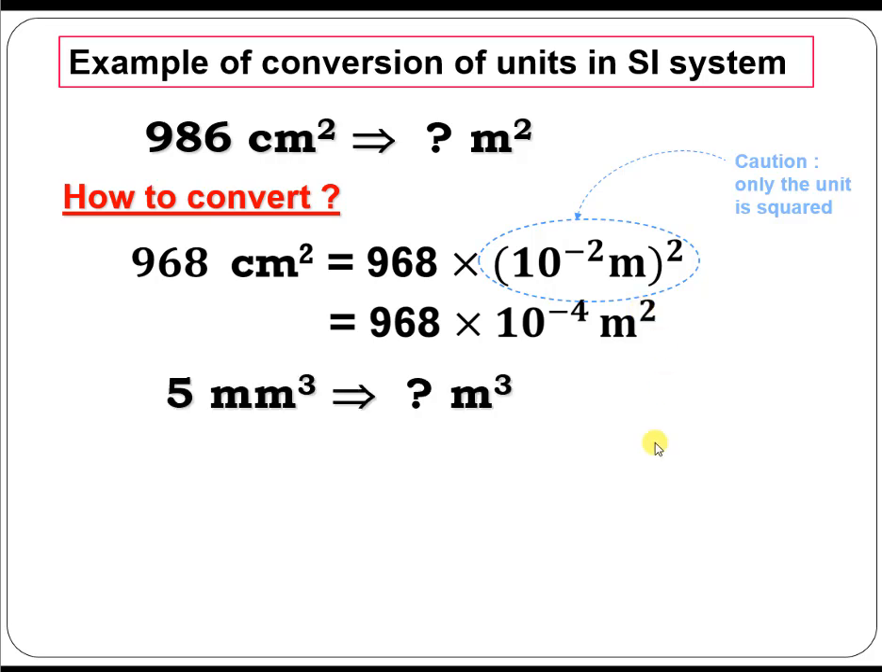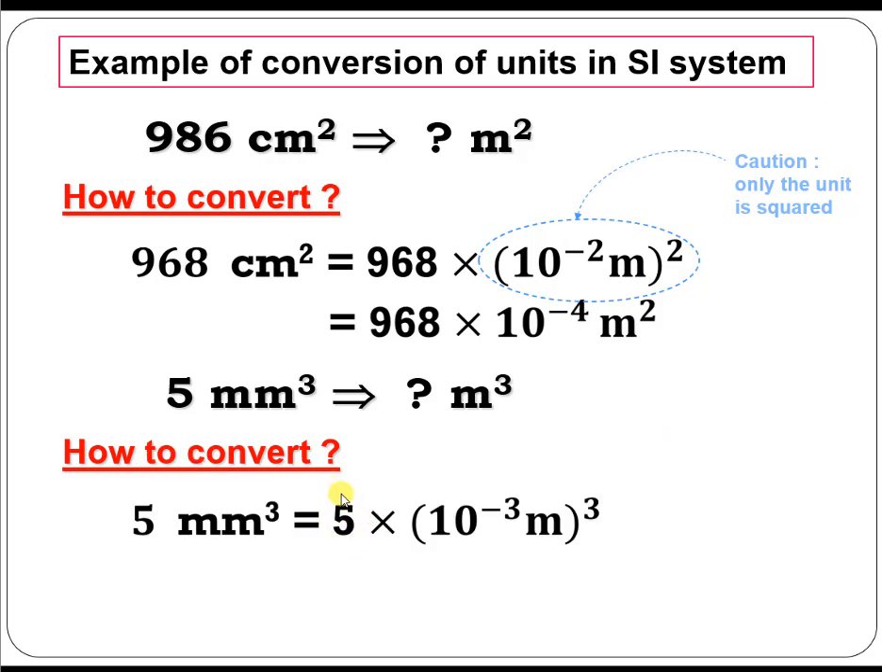Same goes for millimeter cubed to meter cubed. Write down the numerical value and then replace milli with times 10 to the power of negative 3. Then the unit is meter. So this conversion factor, including the unit, is being cubed. So we obtain 5 times 10 to the power of negative 6 meter cubed.